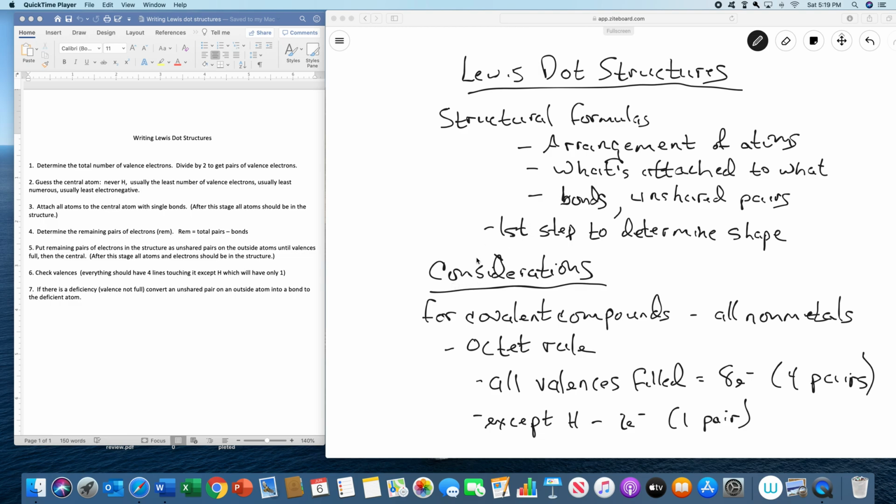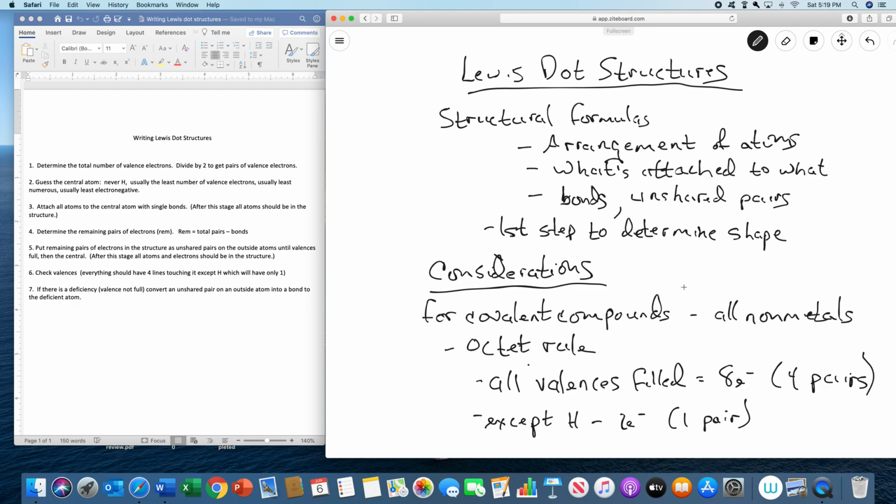Now, some things to consider. Lewis dot structure is for covalent compounds, so this is for compounds that are all made from nonmetals. Now remember, everything wants to have its valence, the octet rule, valence filled or empty, but in the case of nonmetals, everything wants its valence filled. That means everything is going to have 8 electrons. I do things in pairs of electrons, so 4 pairs of electrons, except hydrogen, which will have only 2 electrons in its valence. And if you remember what we talked about with the periodic table, that should be clear to you. And if not, you should definitely review that material.